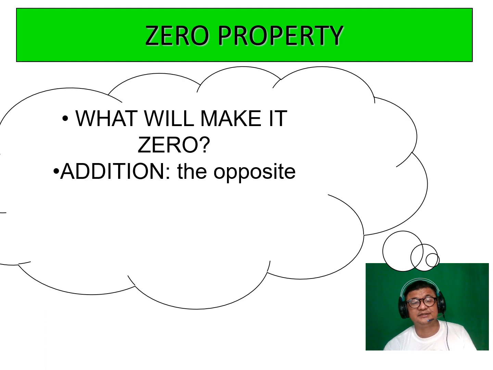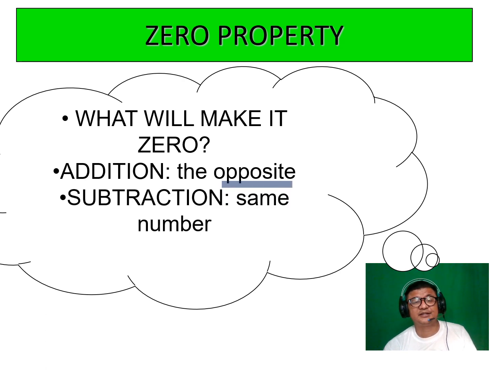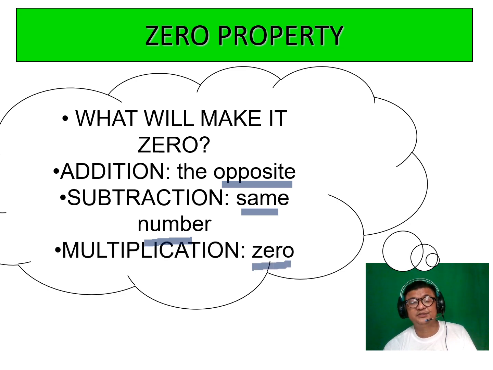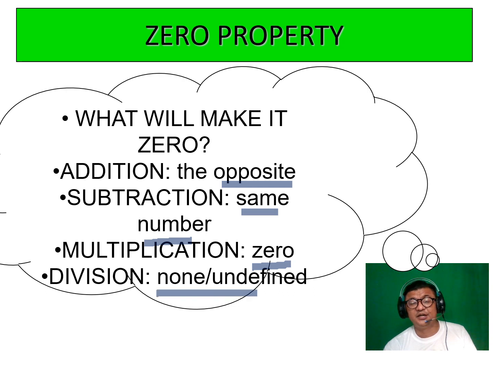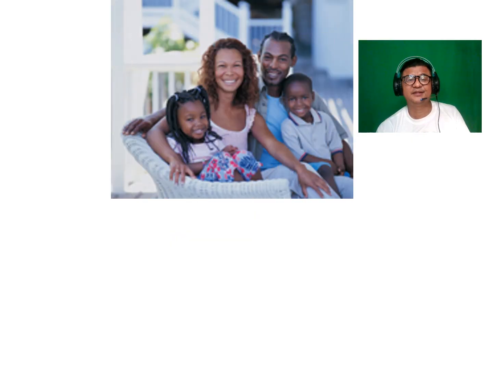In addition, add the opposite. In subtraction, subtract the same number. For multiplication, just multiply by 0. And for division, none. Just say undefined. Okay, remember that property. That's the fourth property now. Let's now move on to another property.